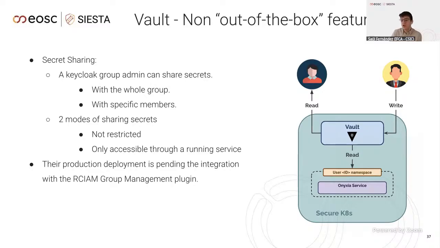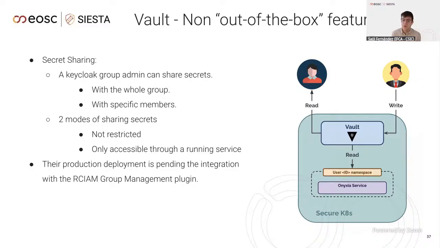The idea of these features is that a Keycloak group administrator will have the rights to share some secrets with the users of that group. He can choose to share the secret with the whole Keycloak group, or with just specific members of that group. And there are two ways of sharing the secret. The first one is a non-restricted way of sharing the secret, in which users can access the secret from outside the platform, and also from inside the platform through the Onyxia services that are running.